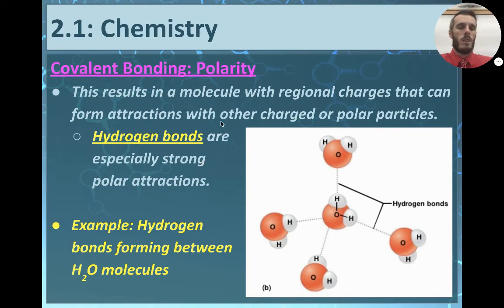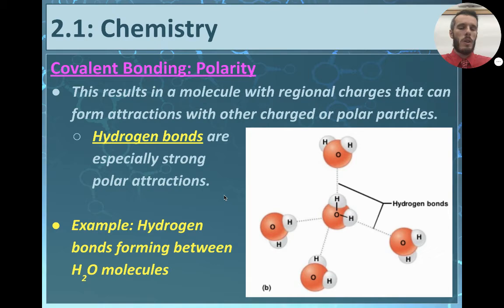So polarity will allow us to have attractions between polar molecules. So you can think of it similarly to an ionic attraction, but these are weaker, okay, because they're not fully charged. You don't have a full +1 or a full +2. It's less than 1. I misspoke there. It's not +1 or -1, it's going to be less than +1 or less than -1.